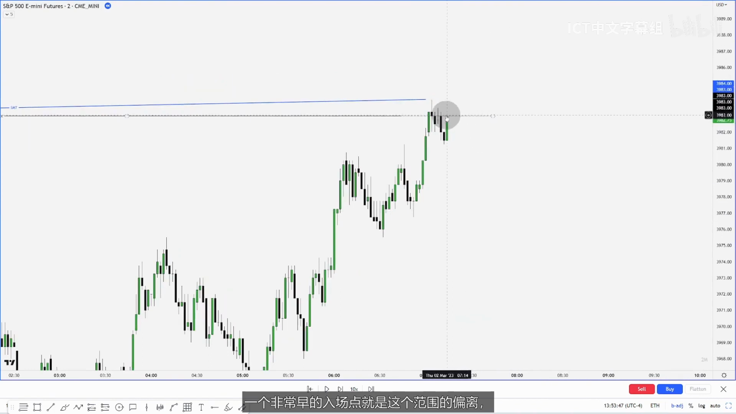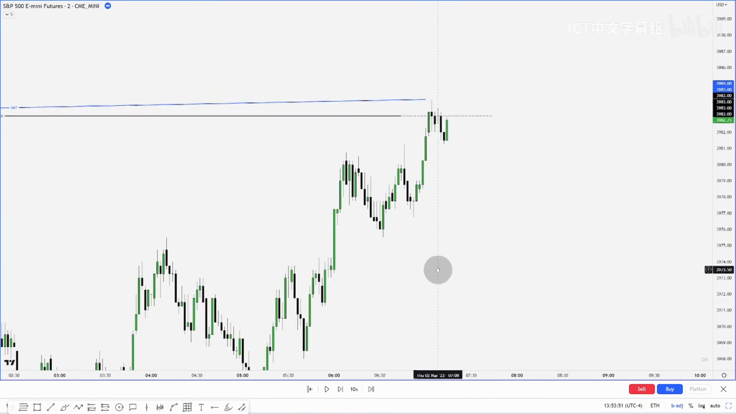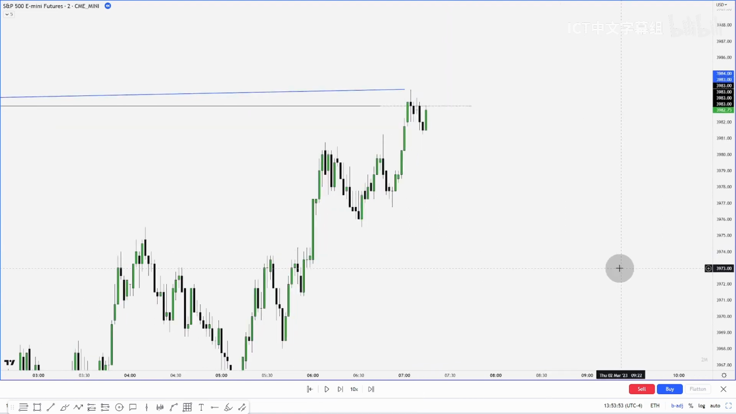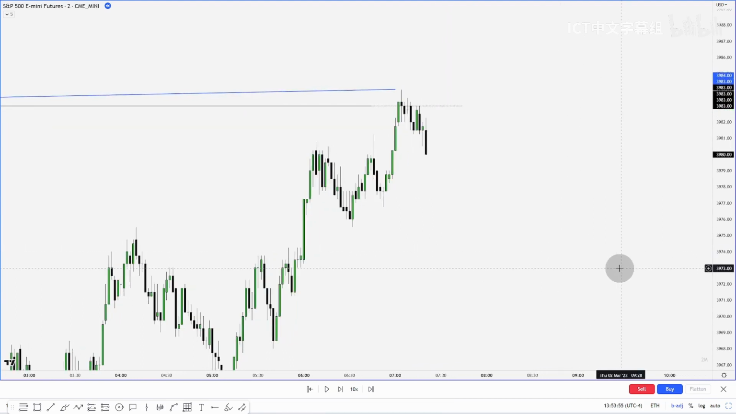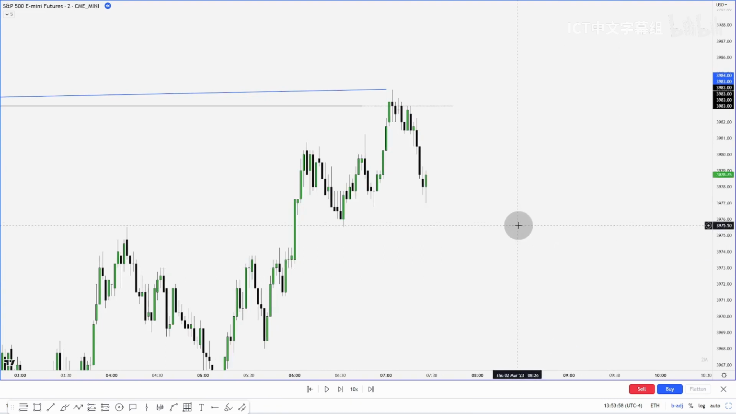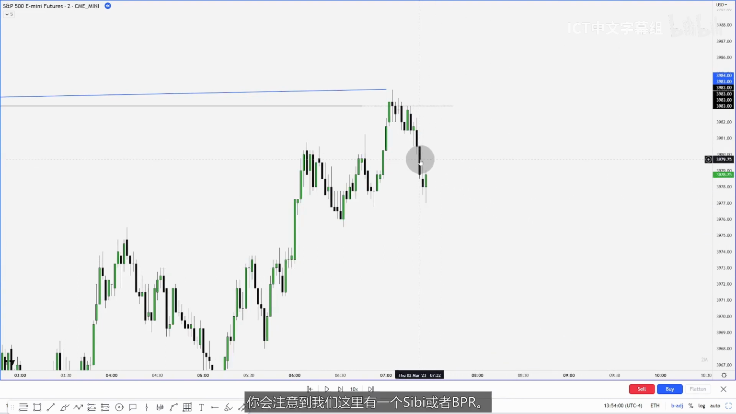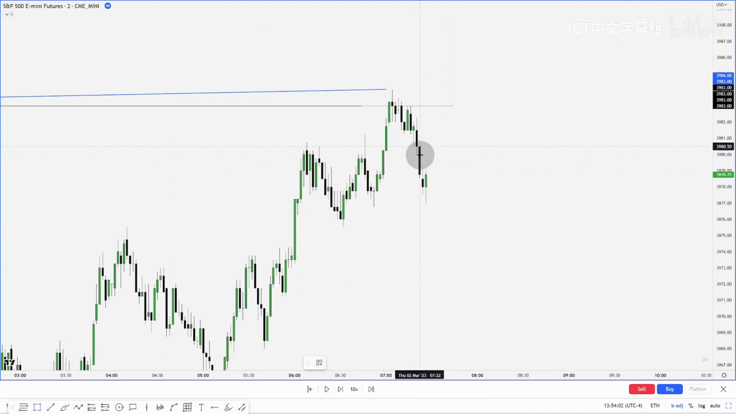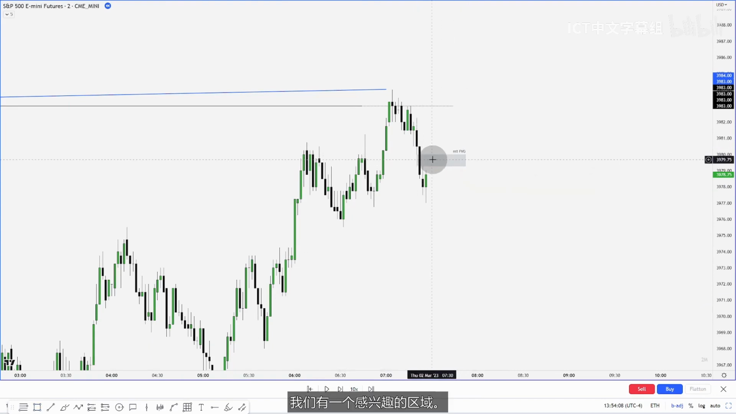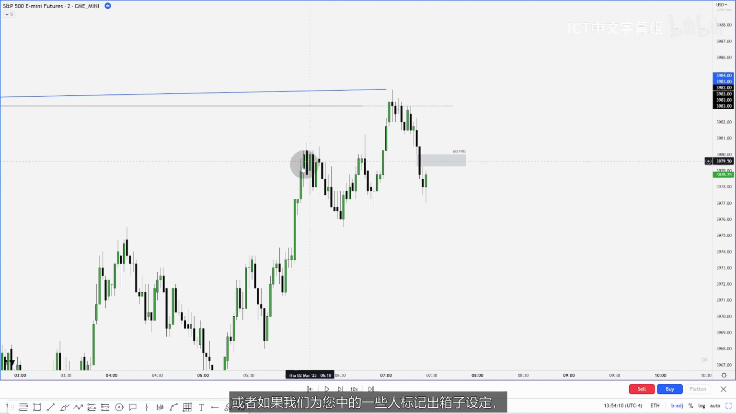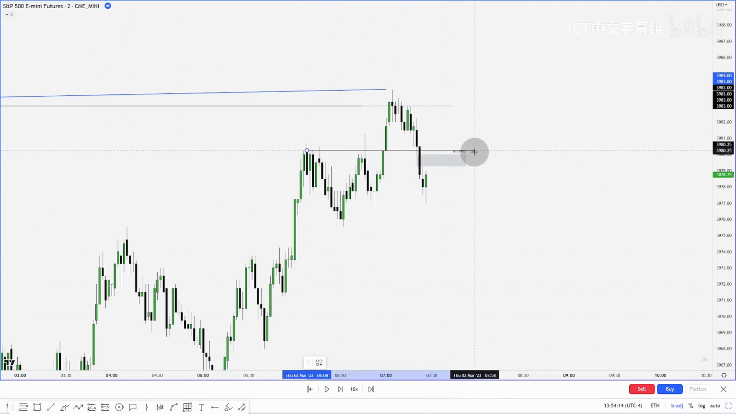A very early entry would be this deviation from the range, retesting that deviation, but waiting for some confirmation, we will let this play out. And we get an aggressive move down. You notice we have a SIBI right here, or a VPR. So marking out this right here, we have an area of interest, or if we mark out the box setup, for those of you that have watched that video, that would be the entry as well.